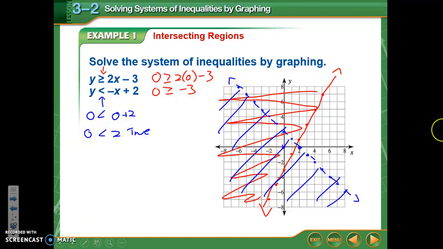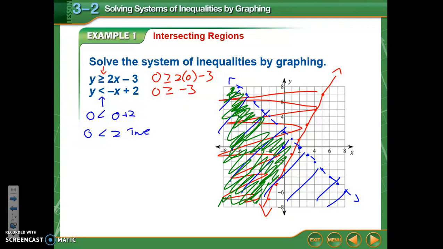Notice there are 4 sections that are created when I graph 2 lines. I have one section here, one section here. That's obviously not the solution. Nothing there is shaded. One section here and a section here. This is the section that is the solution because it's shaded in both blue and red in this case. It's the only section of the graph that's true for both inequalities. So any ordered pair in this section, this is kind of hard to shade in quickly, sorry, any ordered pair in this section is going to be true for both inequalities. So that means that this section is the solution set.